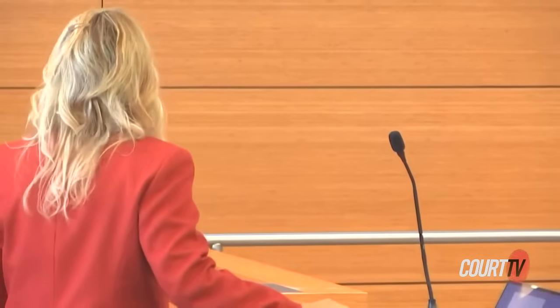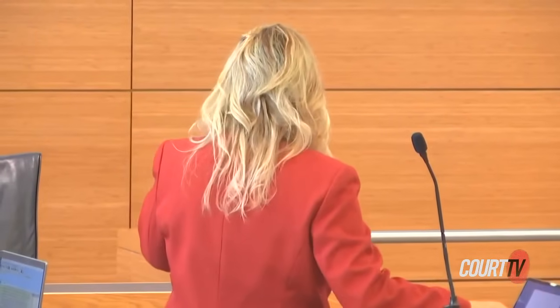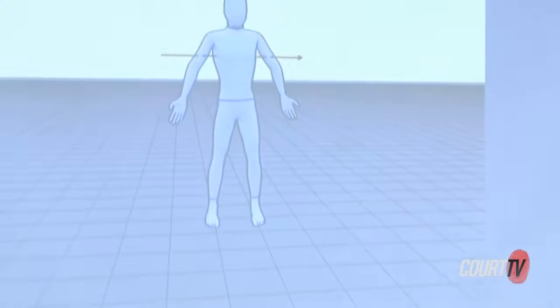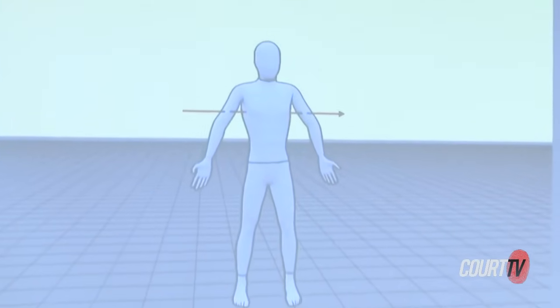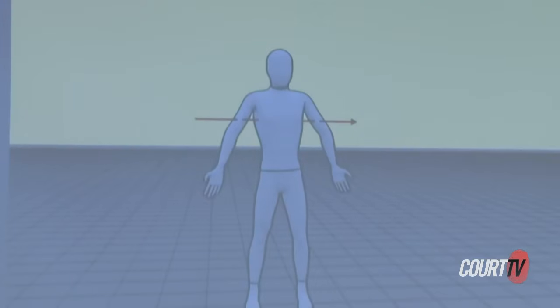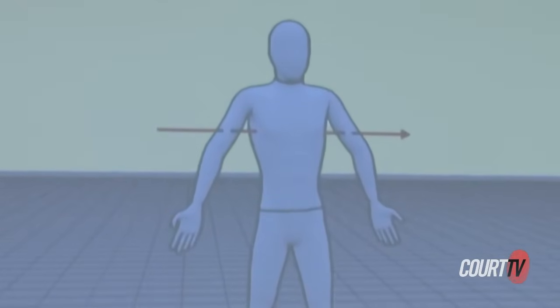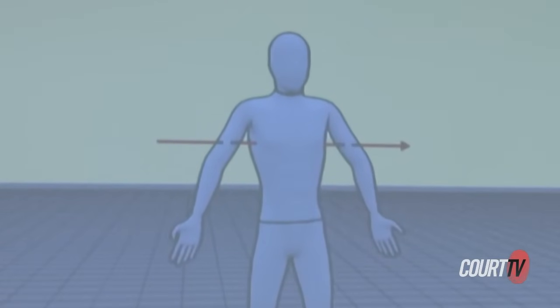So I want to talk a little bit about this trajectory, just because there's some misconception that this shot was front to back. That is just the planes which the medical examiner uses, so it can be a little confusing. But if you look at the way this arrow is, the bullet goes in right by the right nipple and then lands right here. So it is side to side.